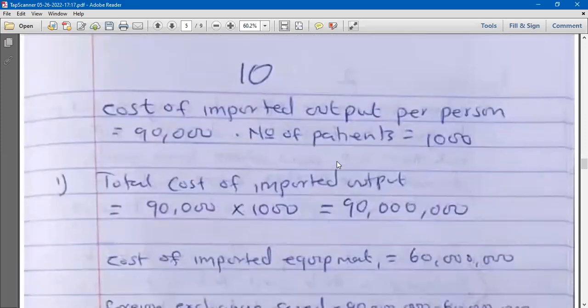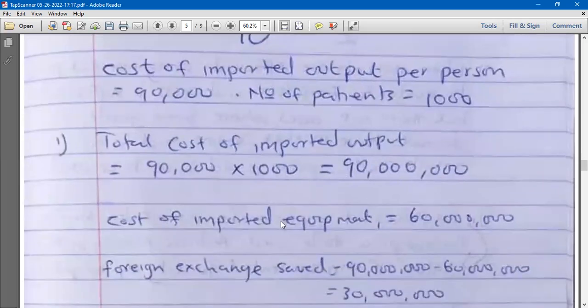For the first part, you need to find the total cost of imported output. It's not the 90,000. It's 90,000 per patient, and the patients are 1,000. So the total cost of the imported output is going to be 90,000 times 1,000, which will be $90 million. So if we send the patients to get their treatment in South Africa, we incur a cost of $90 million. Now let's put this one here. And then the cost of imported equipment is 60 million.